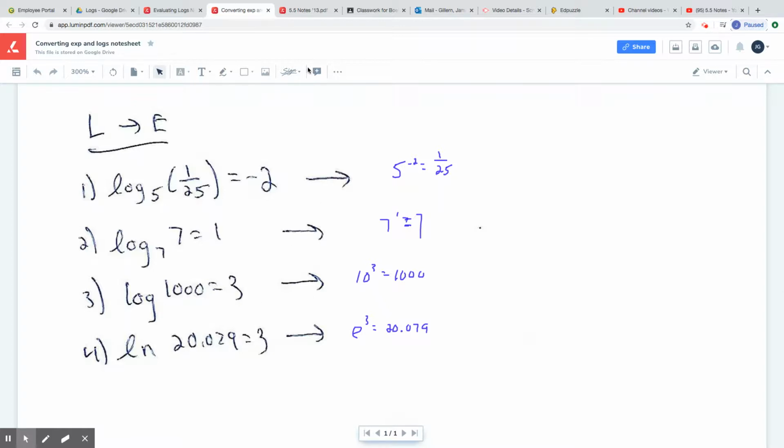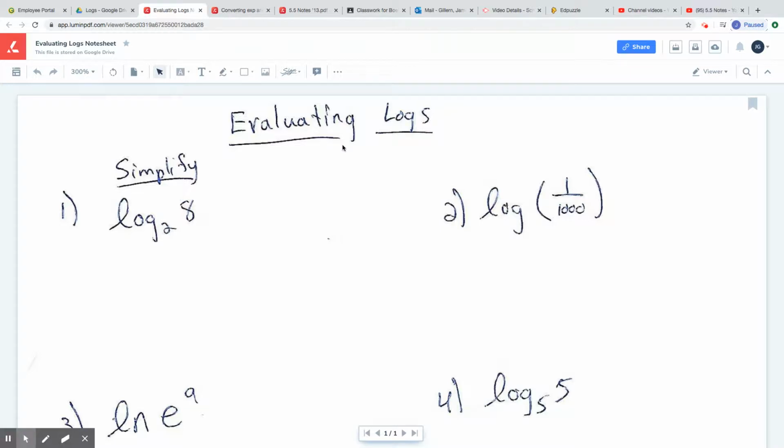Now we are going to be able to evaluate a log. For example, if I want to know what log base 2 of 8 is equal to, log base 2 of 8, basically I'm trying to figure out, well, what does that equal?